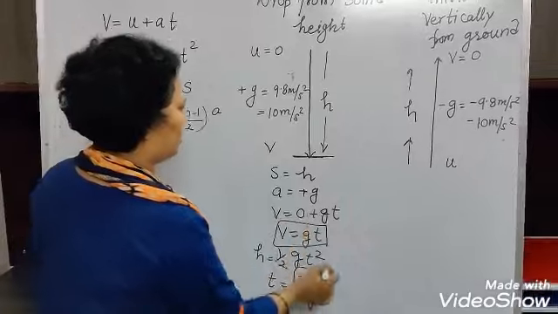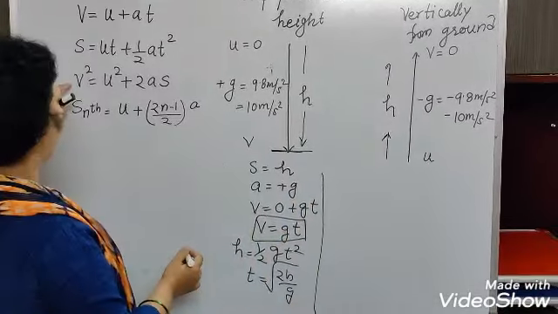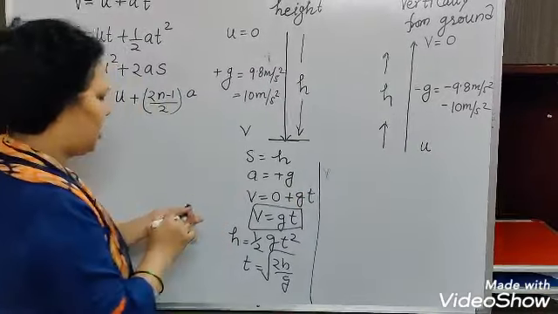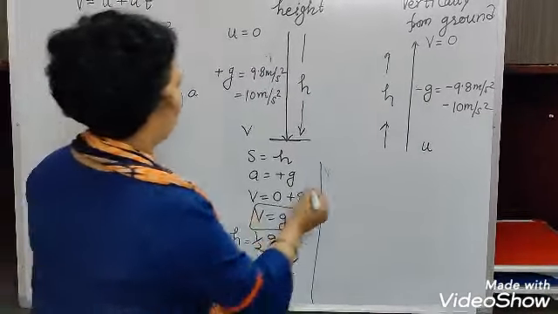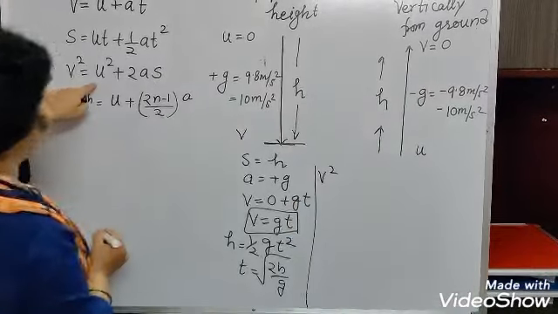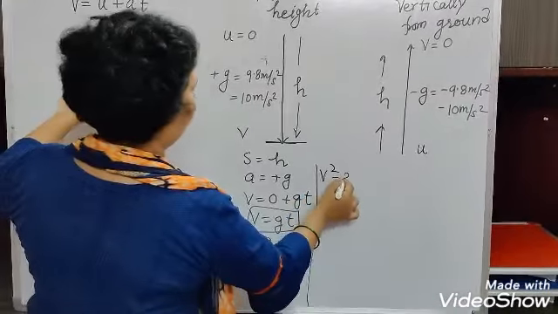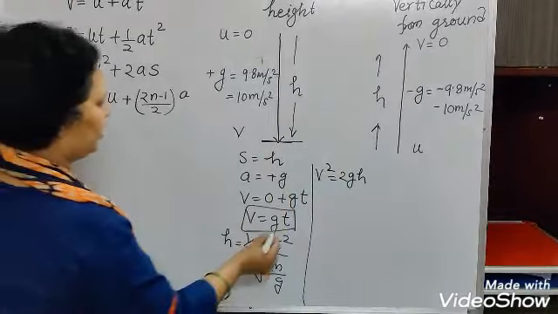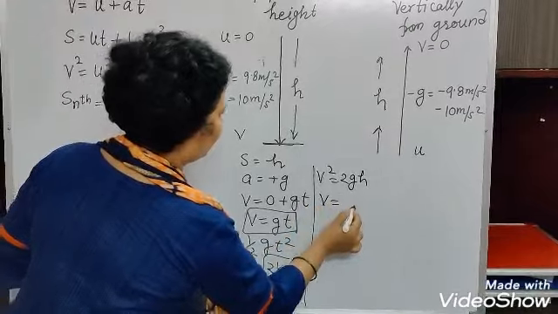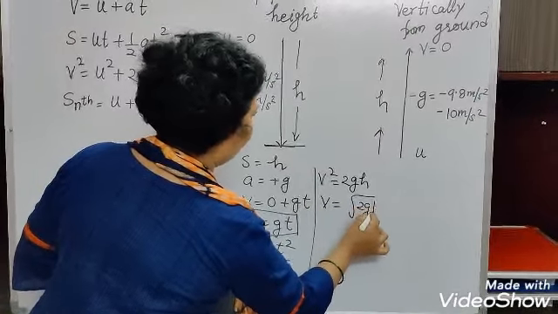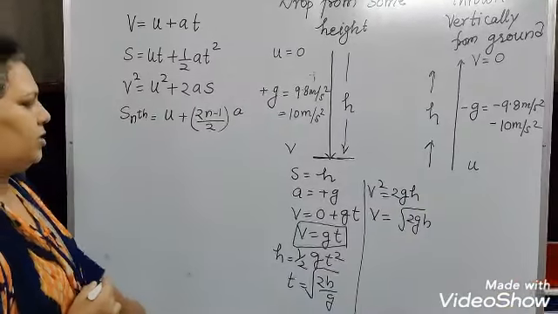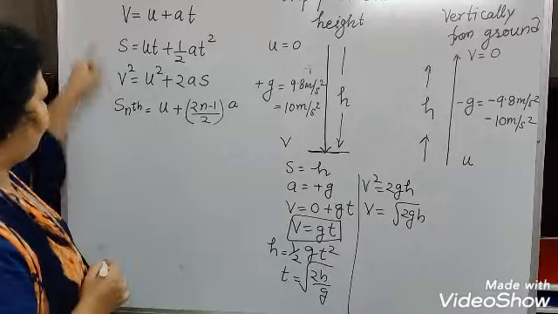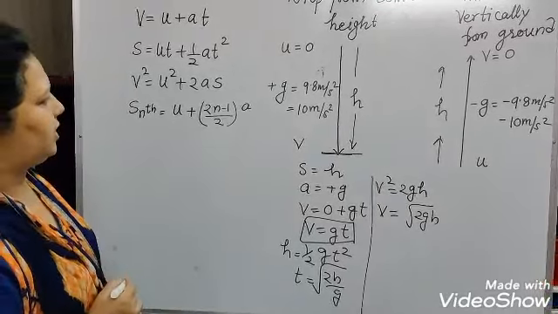Next you will see the third formula here. This is v square is equal to 0 here, and this is 2gh, or we can write v equal to root of 2gh. Okay, so this way the three equations will change.